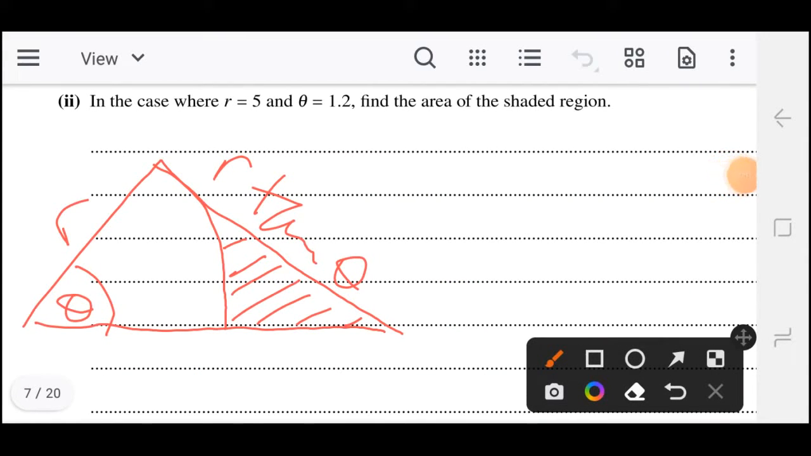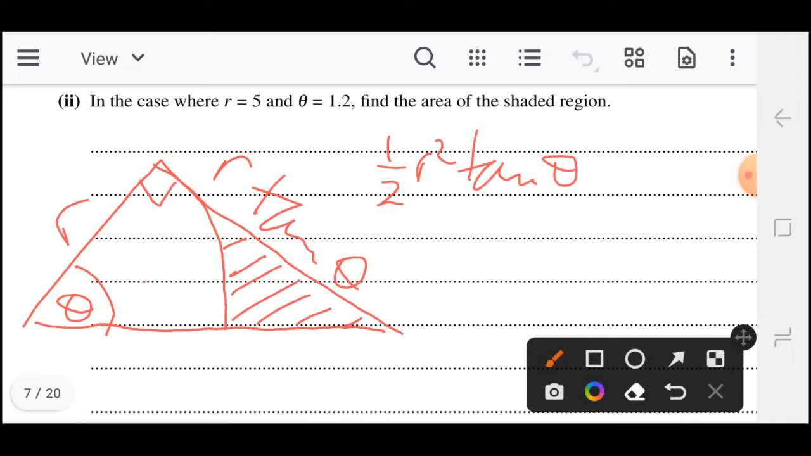In this question, we want to find the area of the shaded region. What I've drawn there is half of the area required. What we're going to do is find the area of the triangle and subtract from it the area of the sector. So the area of the triangle is given by the formula half base times height. Since it's a right angle triangle, all we have to do is say R times R tan theta, then half of that, which gives us half R squared tan theta.